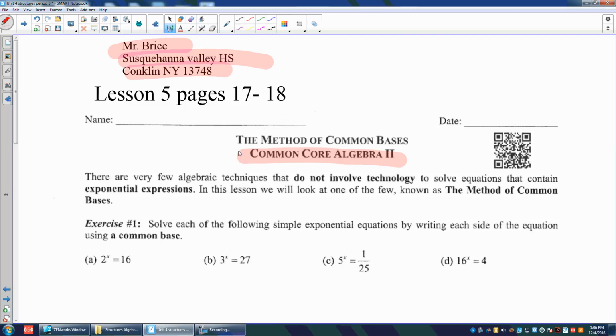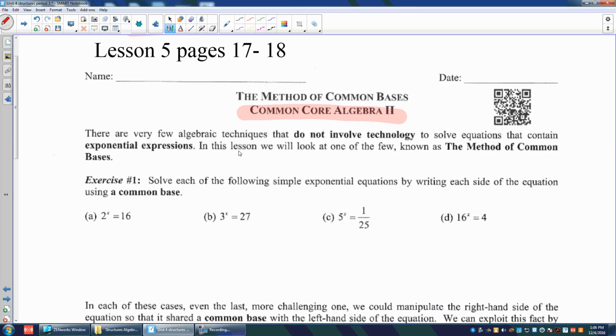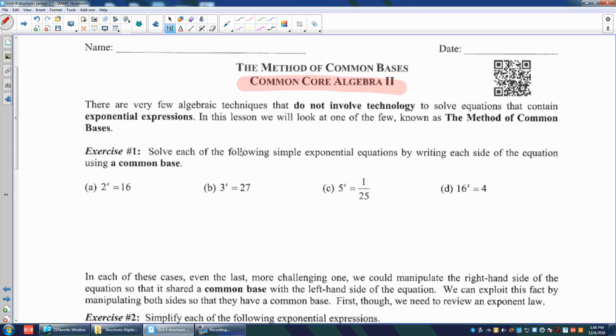So, if you remember a couple days ago in class, we told you about a little trick up our sleeve. Well, we're going to explain it a little bit more in depth here. There are very few algebraic techniques that do not involve technology to solve an equation that contains exponential expressions. Well, the technology teacher over in the middle school would say everything involves technology. I mean, even a stick is a piece of technology, or a board for leverage is technology with a fulcrum. So, in this lesson, we're going to look at one of the few, known as the method of common bases.